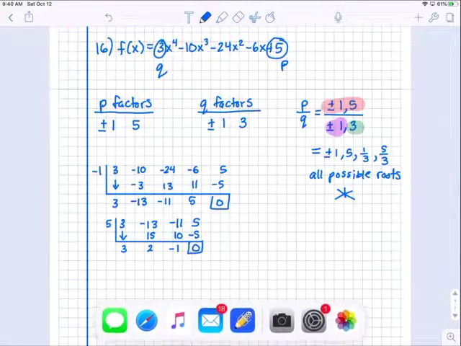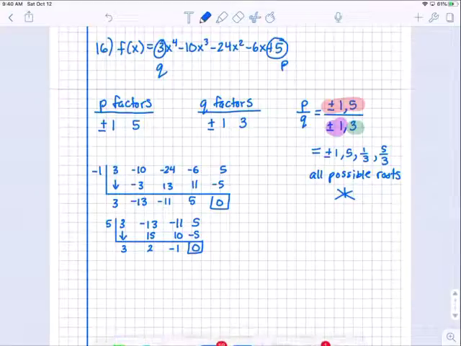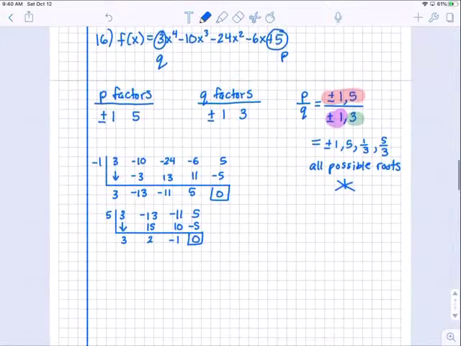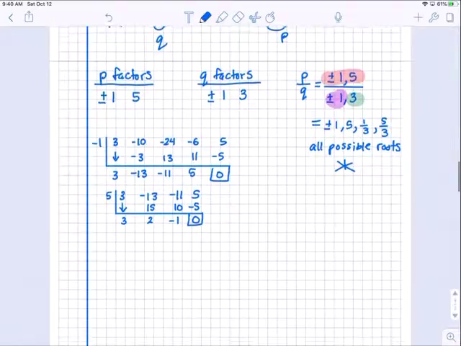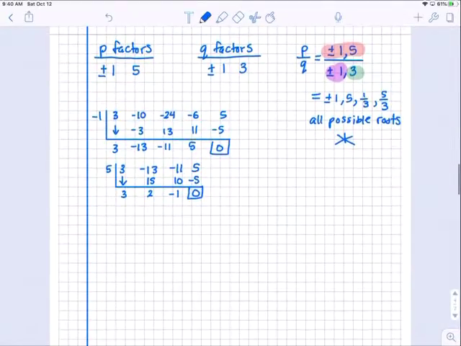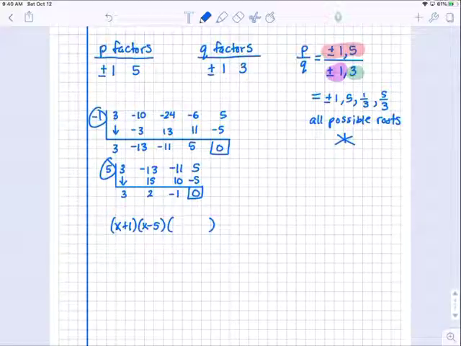Oh, no, not that. So now we have a trinomial, so now let's put all this into looking like a polynomial. So opposite of negative 1, x plus 1. Opposite of 5, x minus 5. And now let's put this in a trinomial. Constant, first degree, second degree, so 3x squared plus 2x minus 1. All of that is going to equal 0.